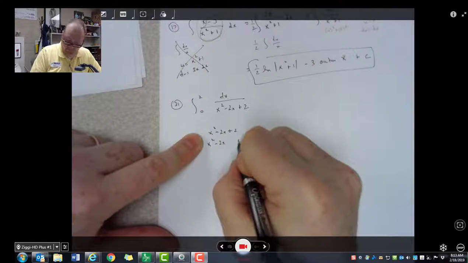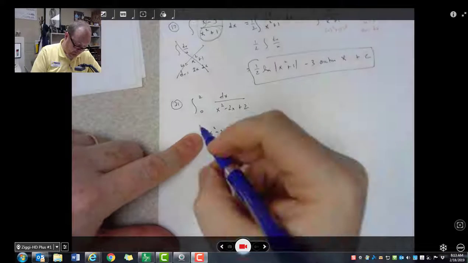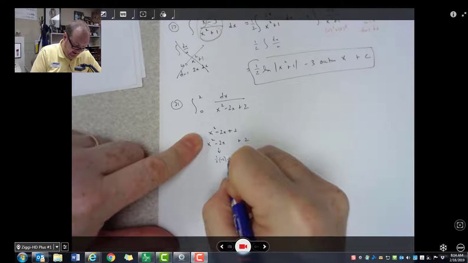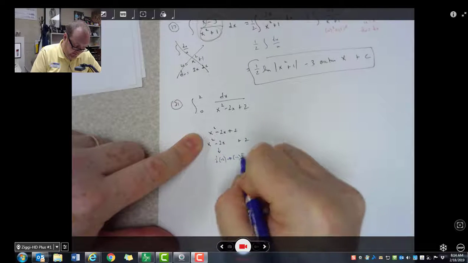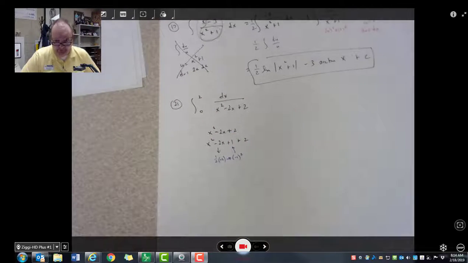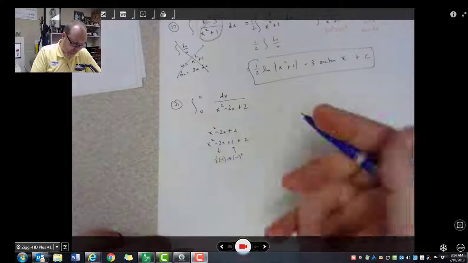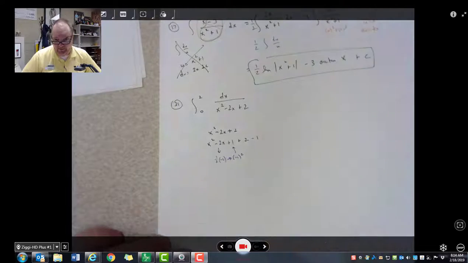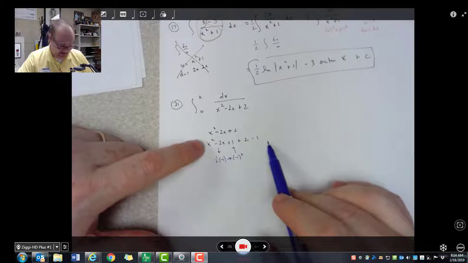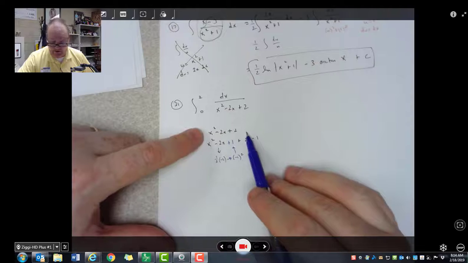Let me just leave myself some room. So we're going to take half of this number. Half of that number is negative 1, and I'm going to square it. Negative 1 squared is positive 1. But again, I can't just go around adding 1's in. I also have to take them back out. So if I pause and simplify this line, I get exactly what I started with.